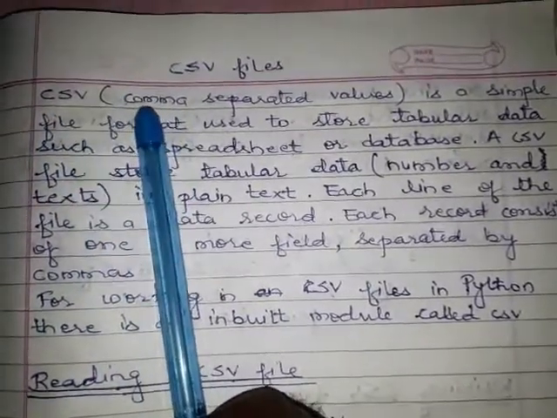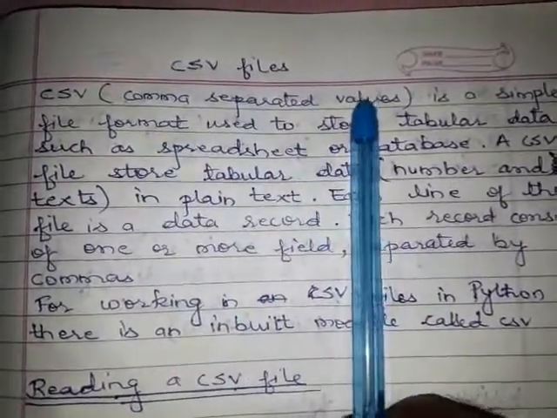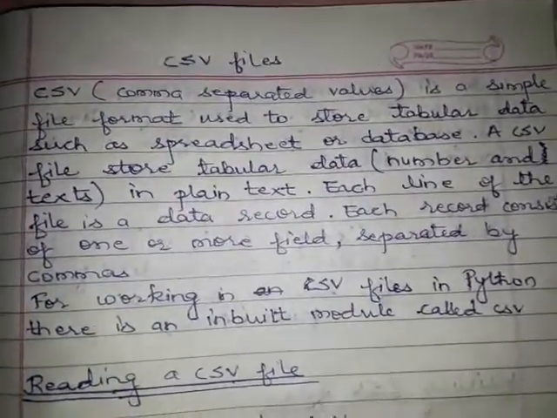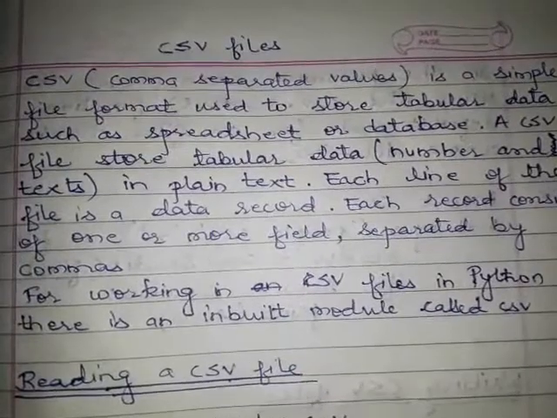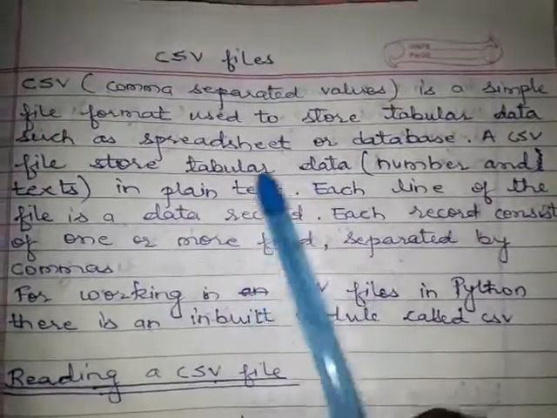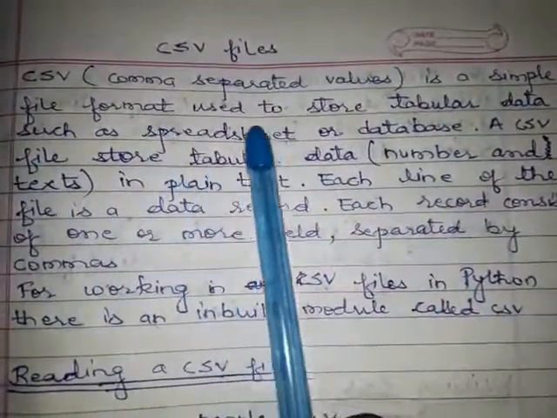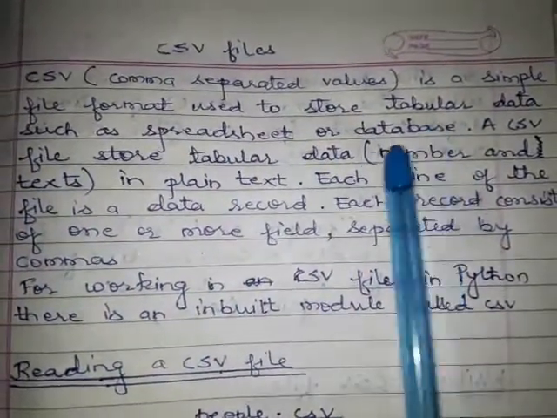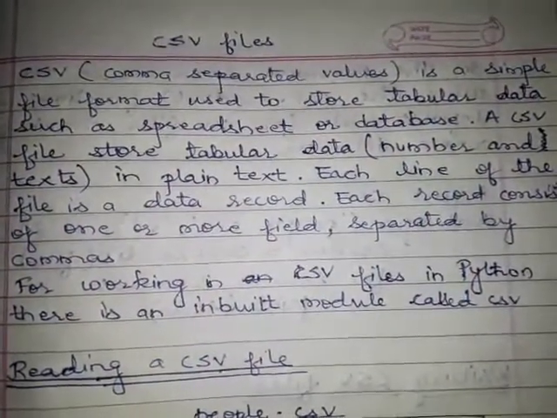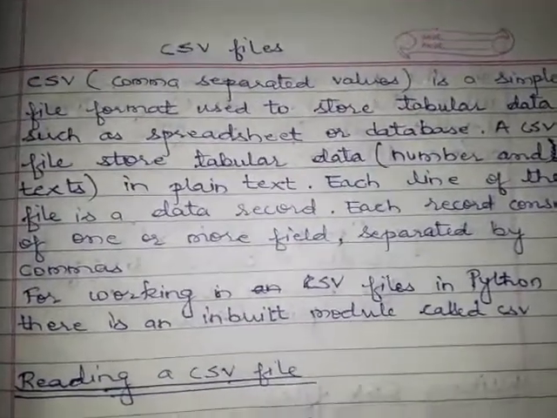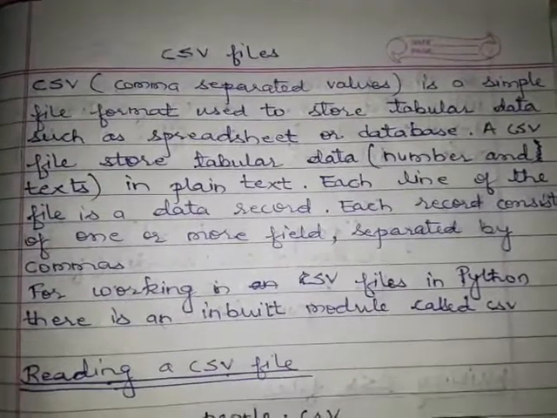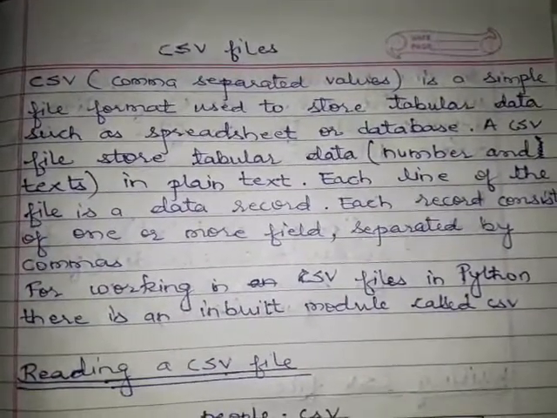CSV means comma separated values. So, these are those files in which different values are separated by commas. Okay, so it is a simple file format used to store tabular data such as a spreadsheet or database. So these files are used to store data in the form of spreadsheets or in a database. CSV files store tabular data.